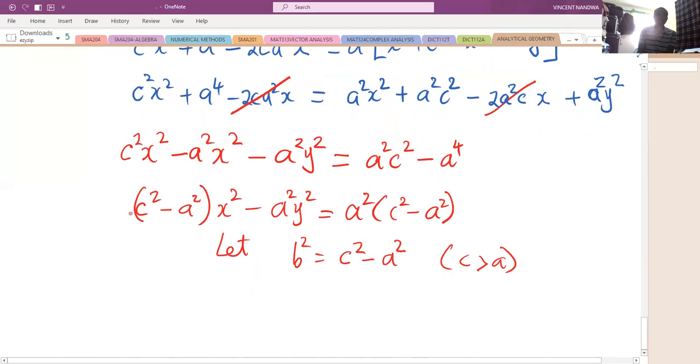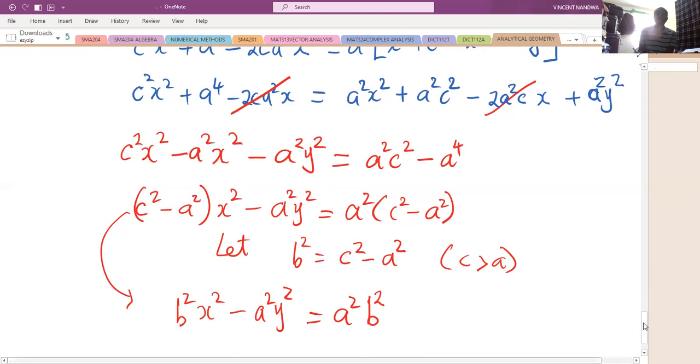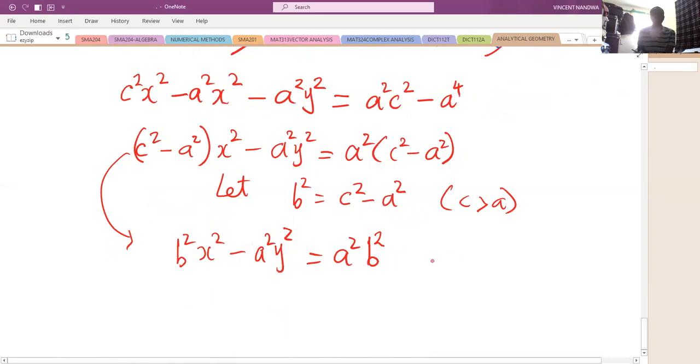So from this step, we'll have b squared x squared minus a squared y squared equals a squared, this is b squared. Remember a is a positive number, b is a positive number. When you square them, they are still positive numbers, and when we multiply the squares, we still get positive numbers. Therefore, because they are not 0, we can divide through by this value on the right hand side, so dividing through by a squared b squared.